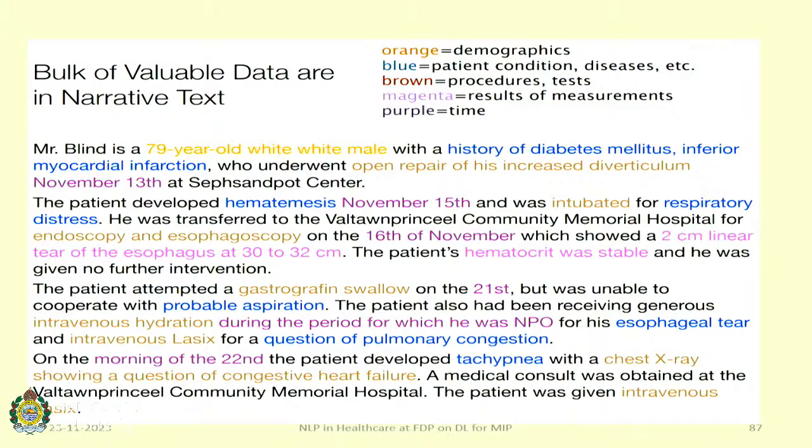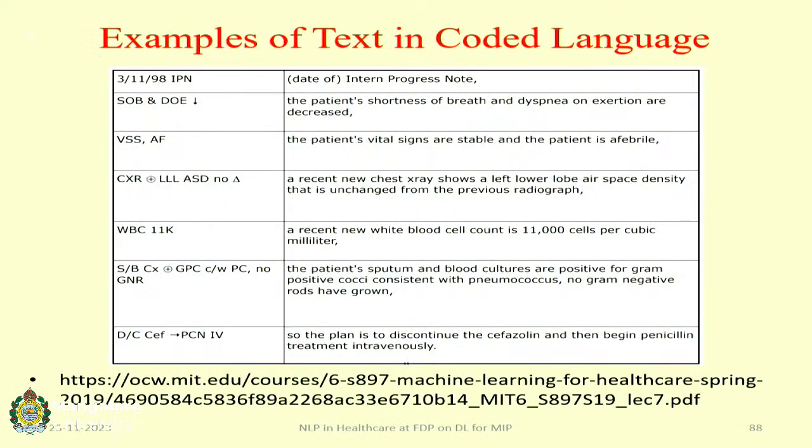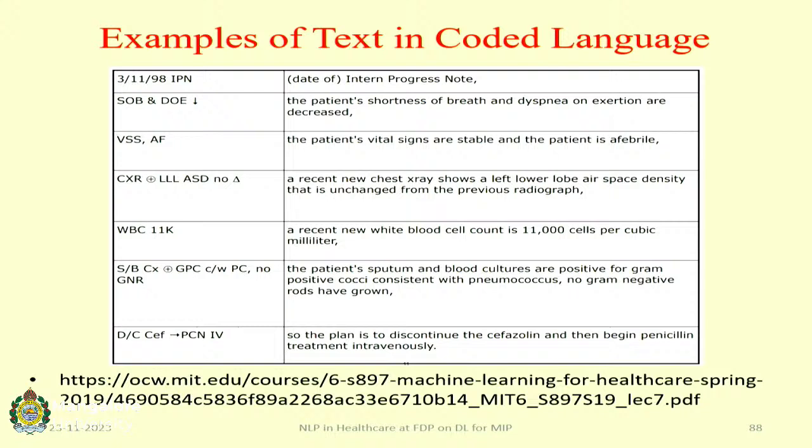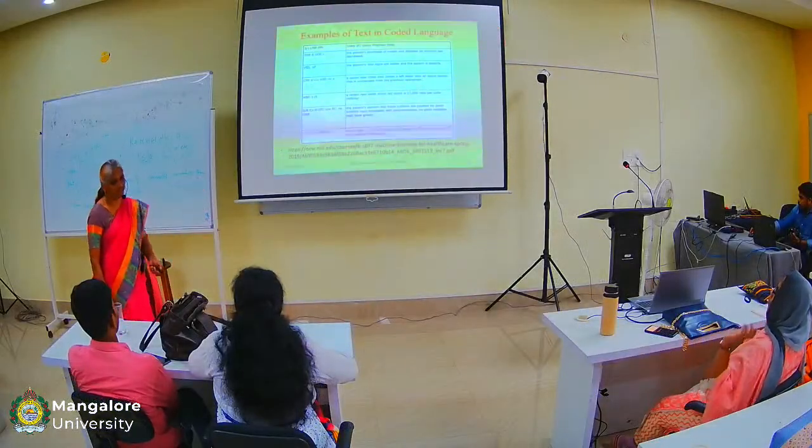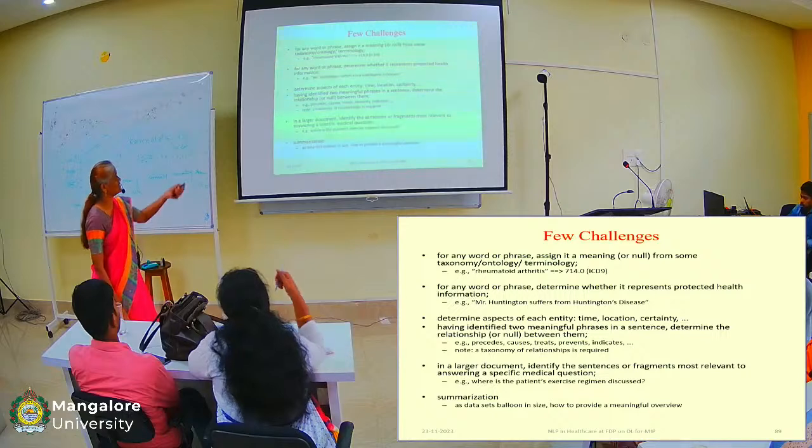How to mine this narrative text? Right? Then this one. Can you understand? It may be next to Morse code language. It's a telegraphic language or a coded language. But we cannot understand. Can the doctors understand? Can the nurse understand? The purpose is served, right? But when it comes to a layman, we cannot understand this. Right? So what is this? DC says discontinue. We do not know DC is discontinue. Right? So this is like a telegraphic language. Right? Okay, these are a few challenges.